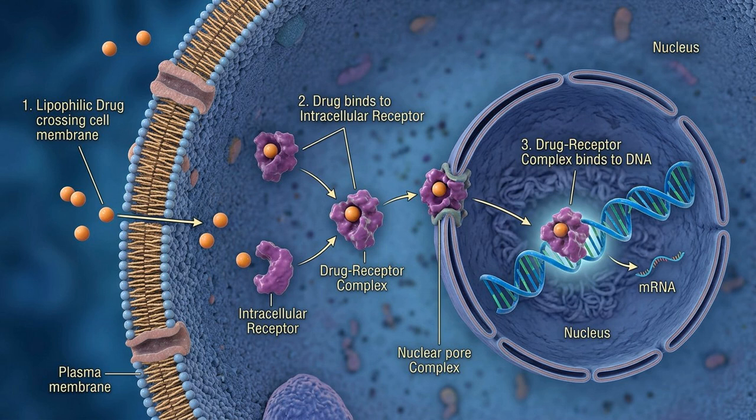The drug-receptor complex then binds directly to specific sequences of DNA. This triggers the transcription of DNA into messenger RNA, or mRNA, which then travels to the ribosome to synthesize new proteins. This process is slower than the other mechanisms, but has long-lasting effects on the cell's structure and function.